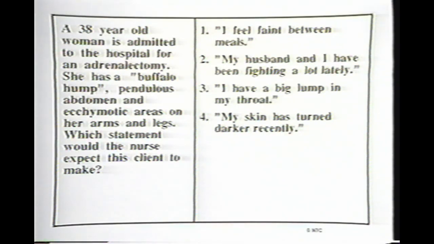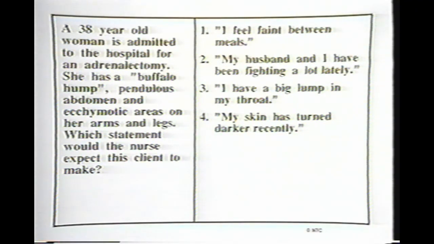Now let's move to one more question. A 38-year-old woman is admitted to the hospital for an adrenalectomy. She has a buffalo hump, pendulous abdomen, and ecchymotic areas on her arms and legs. Which statement would the nurse expect this client to make? Number 1, I feel faint between meals. Number 2, my husband and I have been fighting a lot lately. Number 3, I have a big lump in my throat. Or number 4, my skin has turned darker recently.